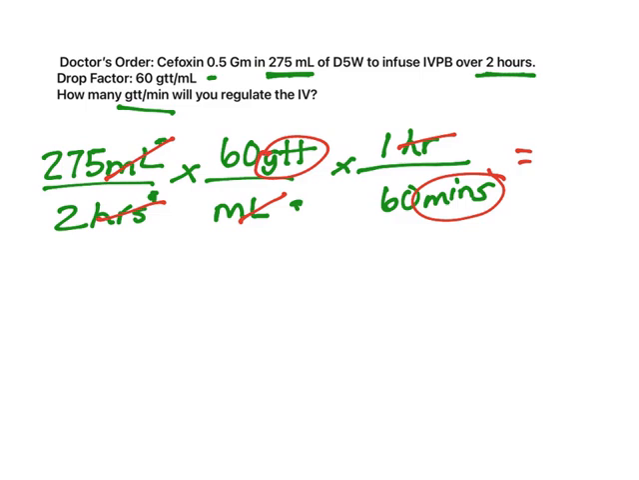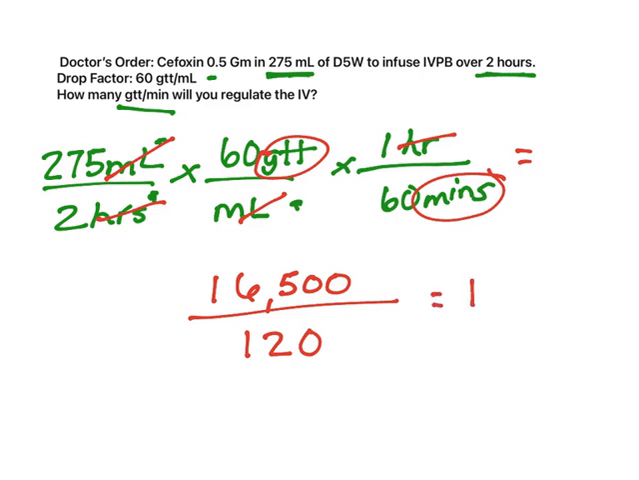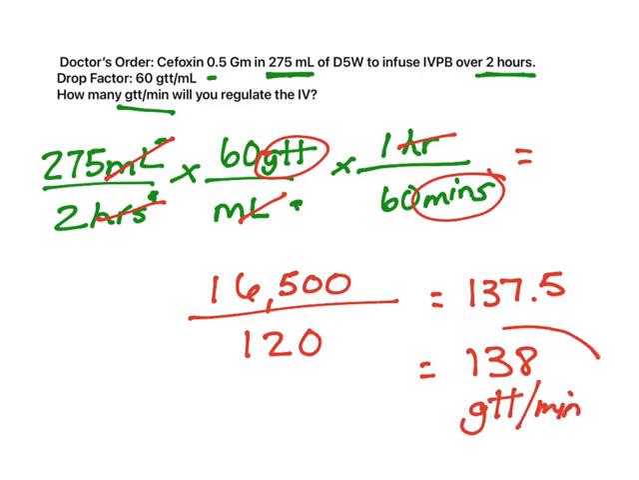So we're going to do 275 times 60, and that's going to give us 16,500. And then we got 2 hours times 60. So 2 times 60, that's 120. So we're going to do 16,500 divided by 120. And that's going to give us 137.5. So remember, we can't give 0.5 of a drop, so we're going to round to the nearest whole number. So that's going to give us 138 GTTs per minute.